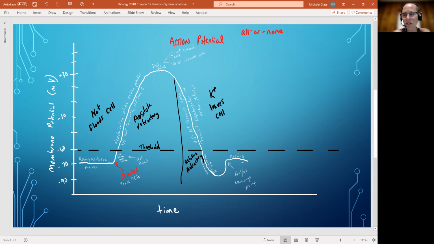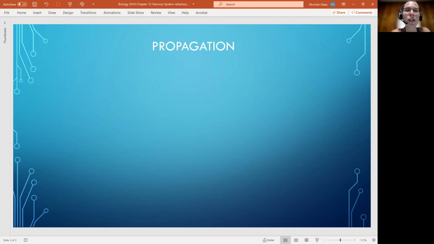Now, this takes us directly into the conversation of propagation. And propagation, I like to sometimes use the description of travels. So this is how the action potential travels an excitable membrane.